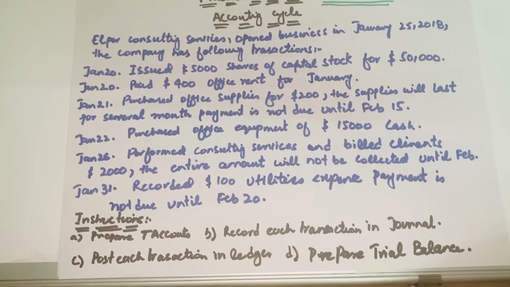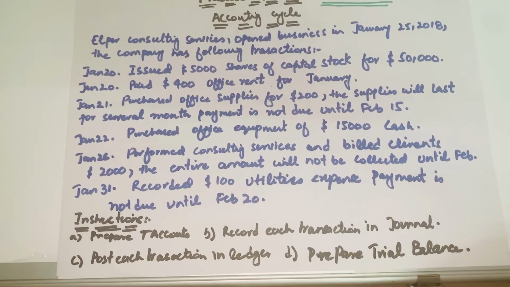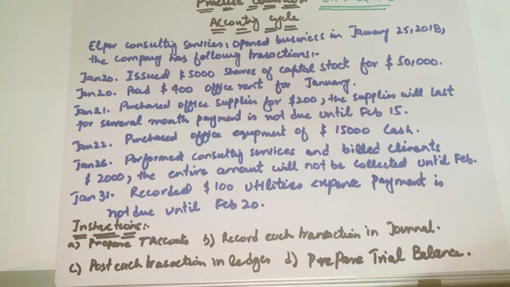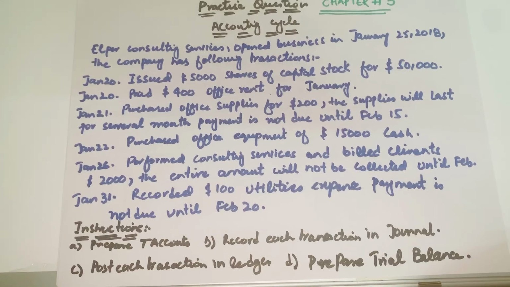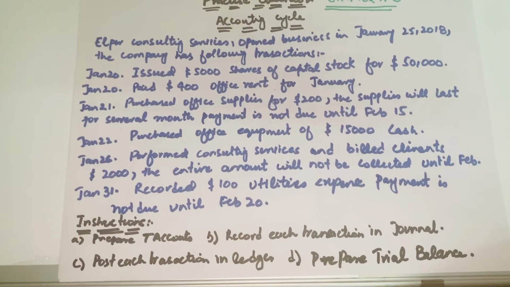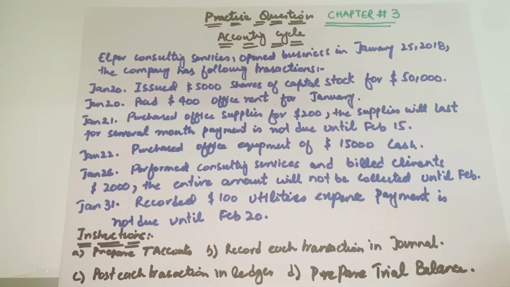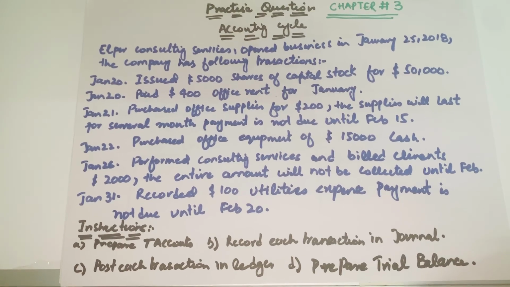The instructions given to you are that you have to prepare the T accounts, record the transactions into the journal, post them into the ledger, and prepare a trial balance. But now here we will look only at how we have to prepare and post the transactions into the T account.